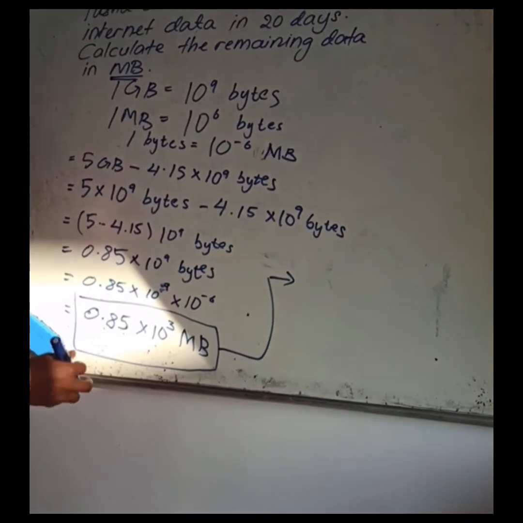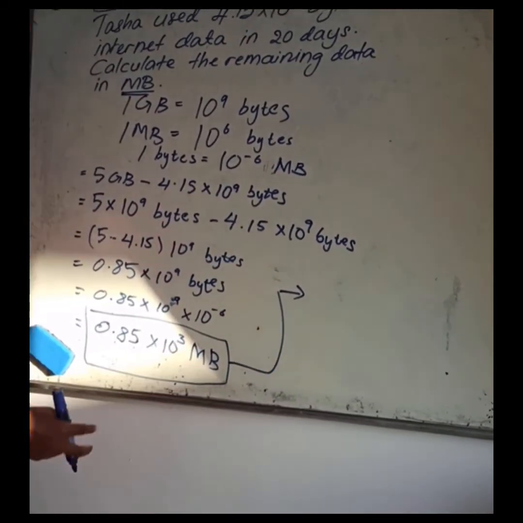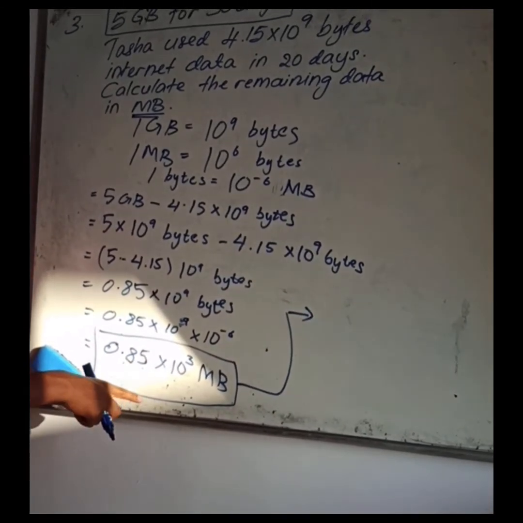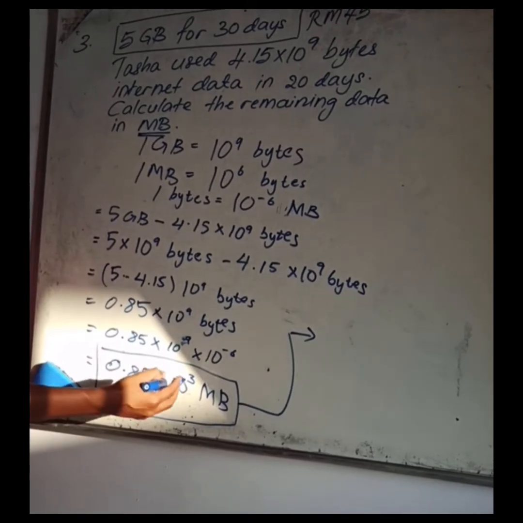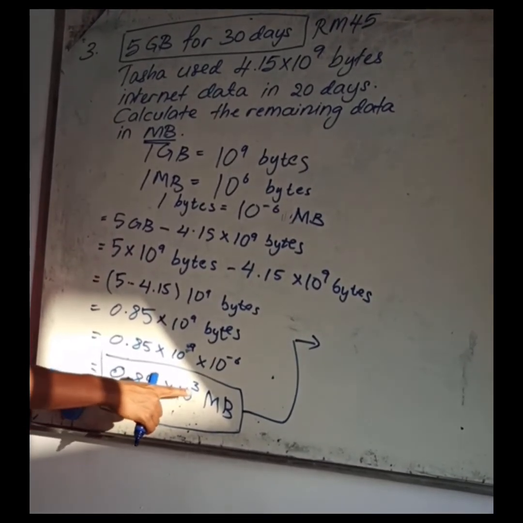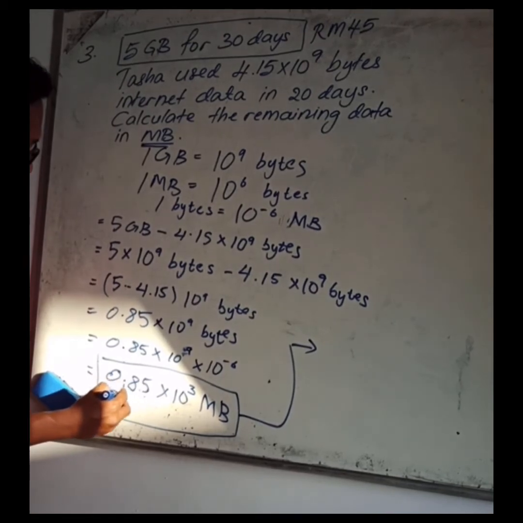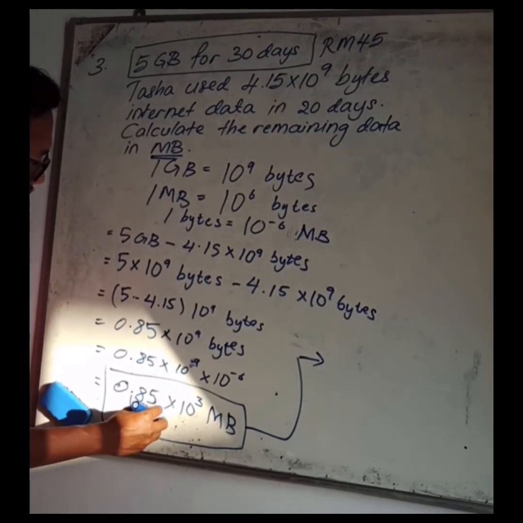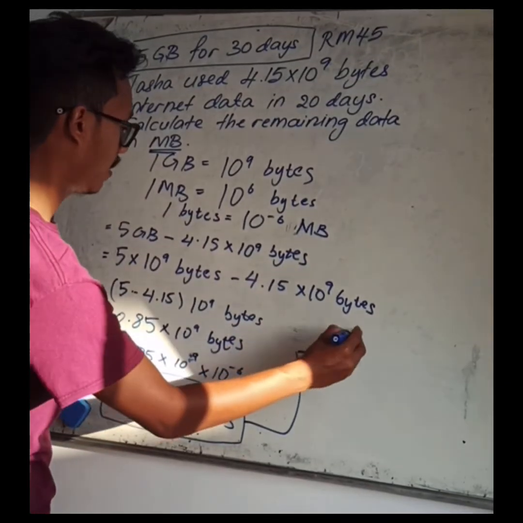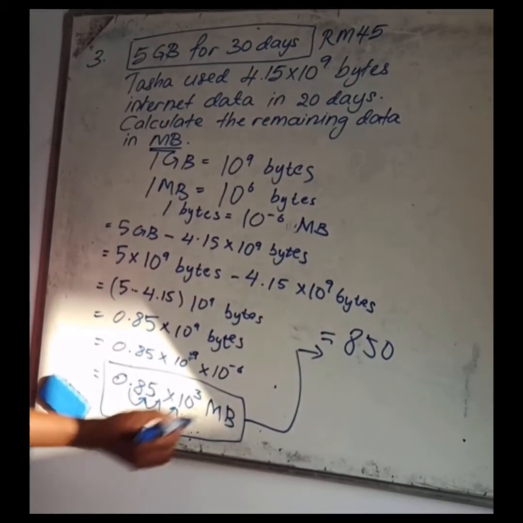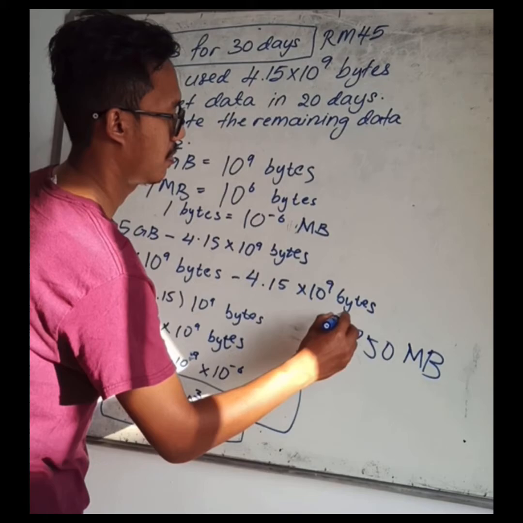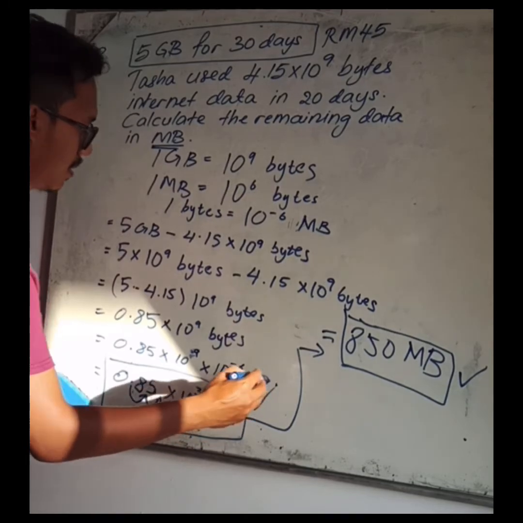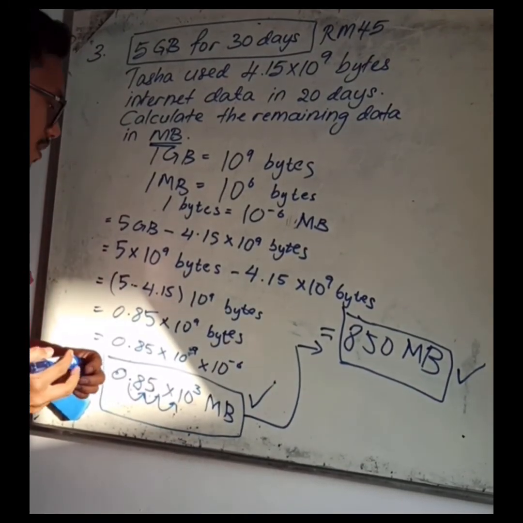To make it a better form, we can just move the decimal to the right by 3 places, because we have 10 to the power of 3. So this will be to the right by 3: 1, 2, 3. So we will have 850 megabytes. So this is also an acceptable answer, because both of them are in units of megabytes.